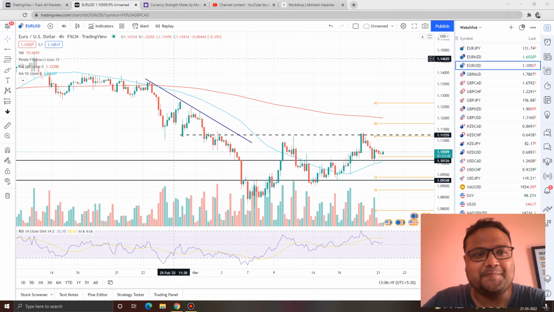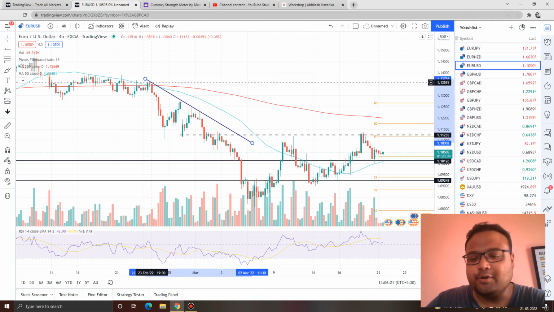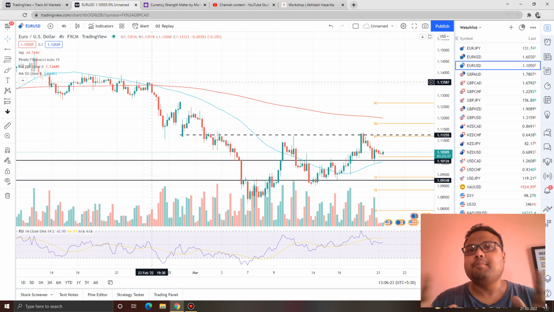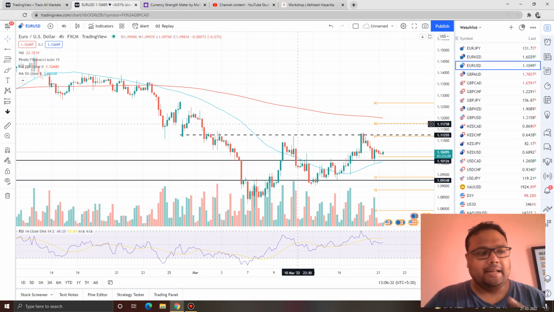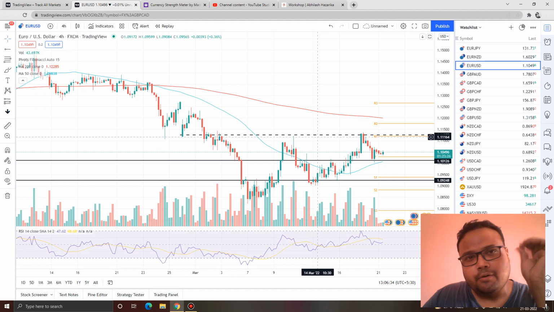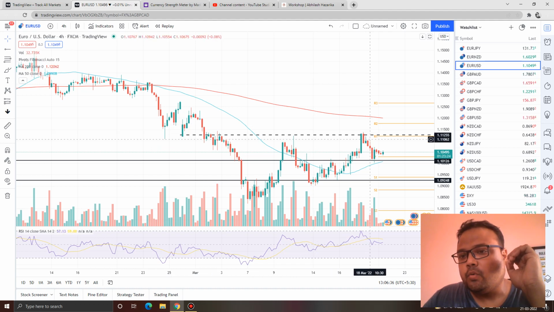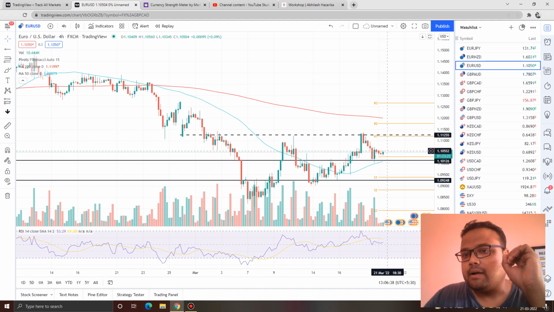So let's get started. This is the 4-hour chart of Euro USD, and it's a typical Monday morning where we do not have much volatility in the market. As we all know, Monday mornings are usually dull and flat, and we can see that in the market also; we do not have much movement right now. Euro USD is right now trading at 1.1049. This is the current market price here.